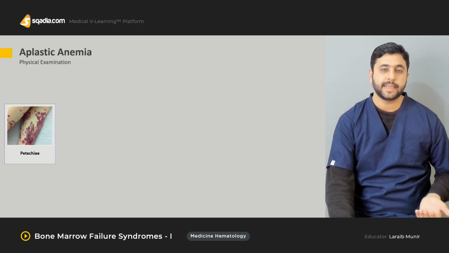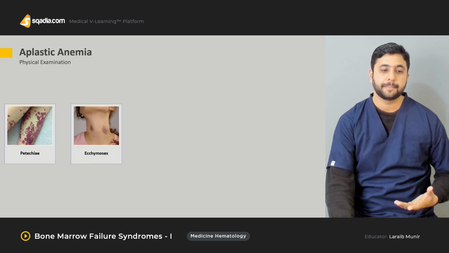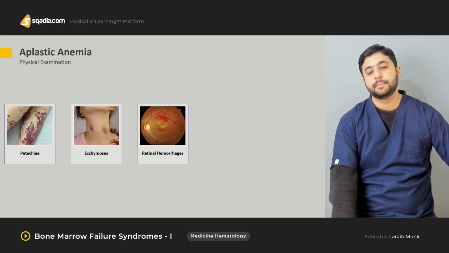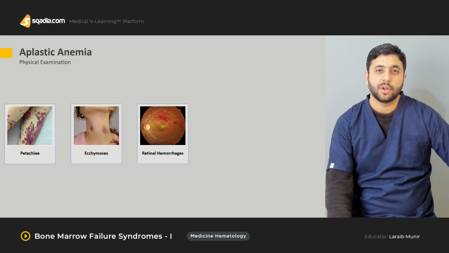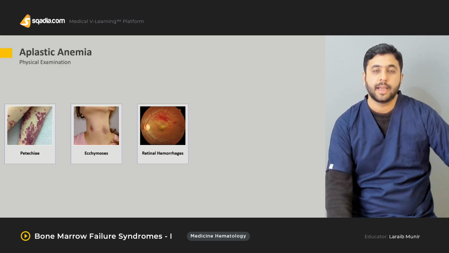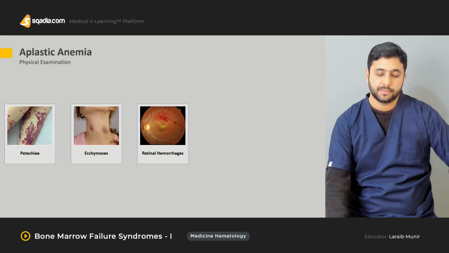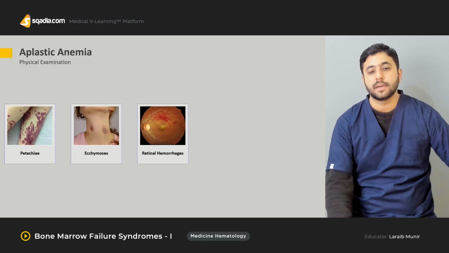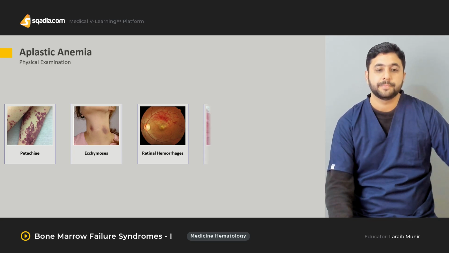As I told you, petechiae are generally the initial presentation of patients with aplastic anemia. The petechiae can also accumulate into ecchymosis, which are basically groups of petechiae. The hemorrhage can also involve the eye and present as a retinal hemorrhage, so there might be certain vision problems. And when you go to an ophthalmologist, you might have retinal hemorrhages on the examination.